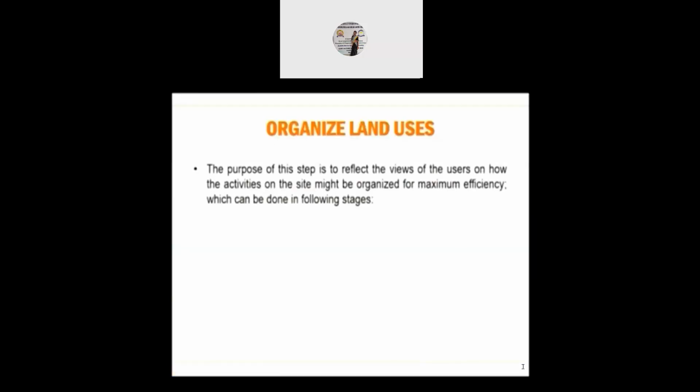Organizing land use. The purpose of this step is to reflect the view of the user on how the activities on the site might be organized for maximum efficiency, which can be done in the following stages: zoning land use, grouping sales outlets, temporary and small-scale vendors. So you must make sure you zone even within your plot.